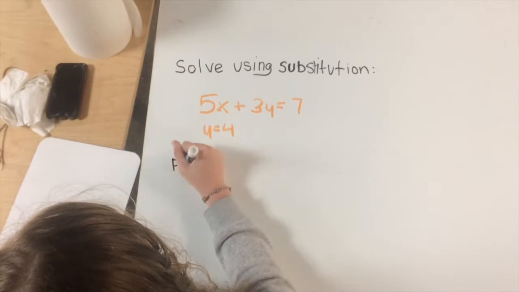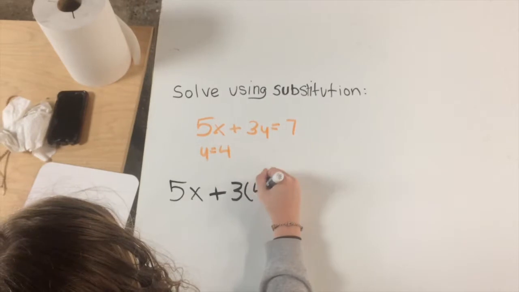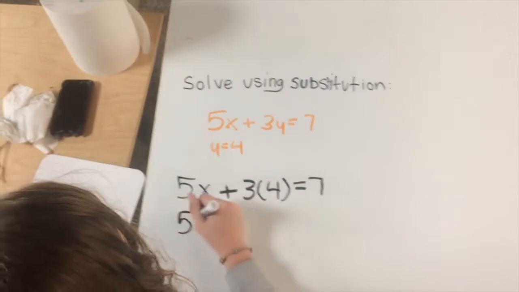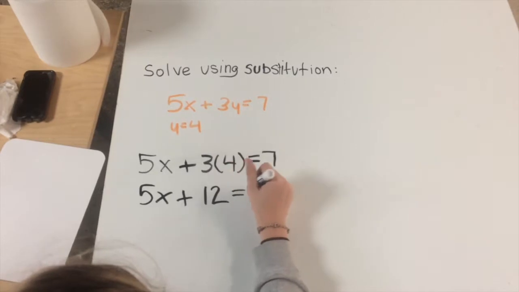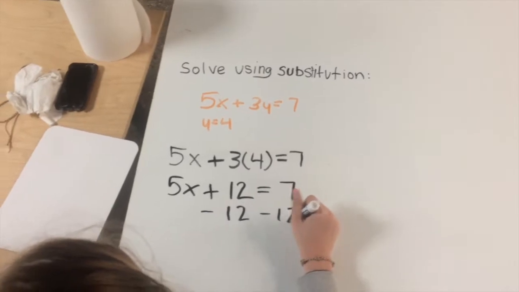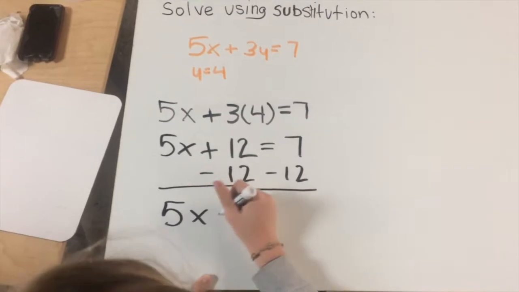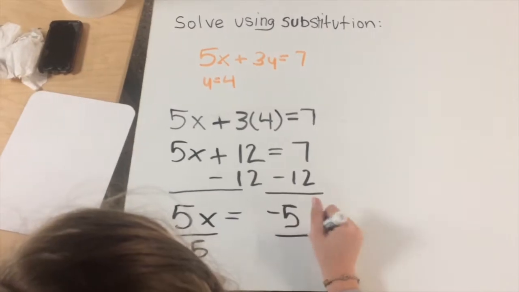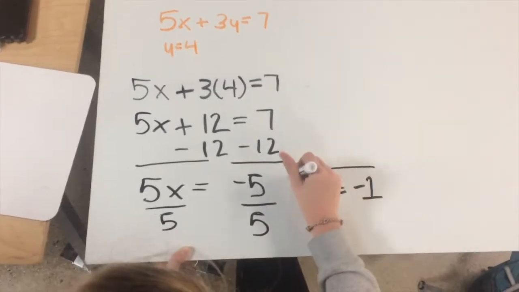The equation is 5x plus 3y equals 7 and y equals 4. First, substitute the 4 into the y value. 3 times 4 equals 12. Then, rewrite the problem so it's 5x plus 12 equals 7. Then, the next step is to subtract 12 on each side. This will get you to 5x equals negative 5. Then, you divide 5 on each side to get x by itself. The answer will be negative 1.